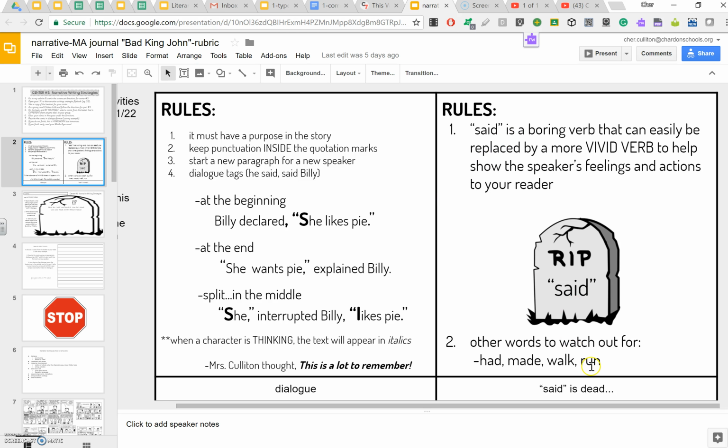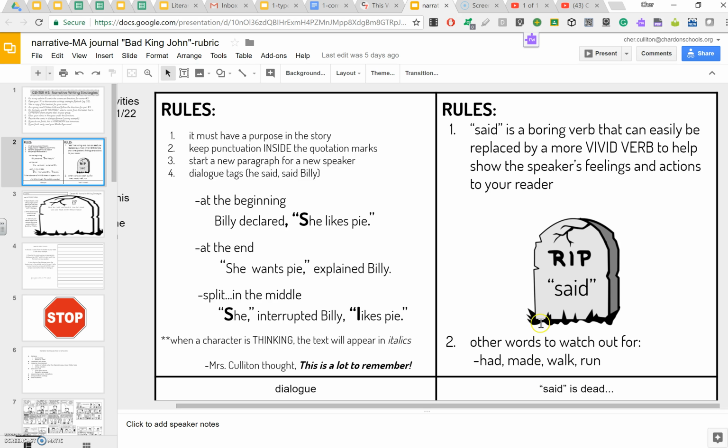Some other words just to watch out for when we're talking about vivid verbs, and I just noticed these in some of your past essays: had, made, walk, and run. We can think of lots of better ways to describe those actions with more descriptive verbs.